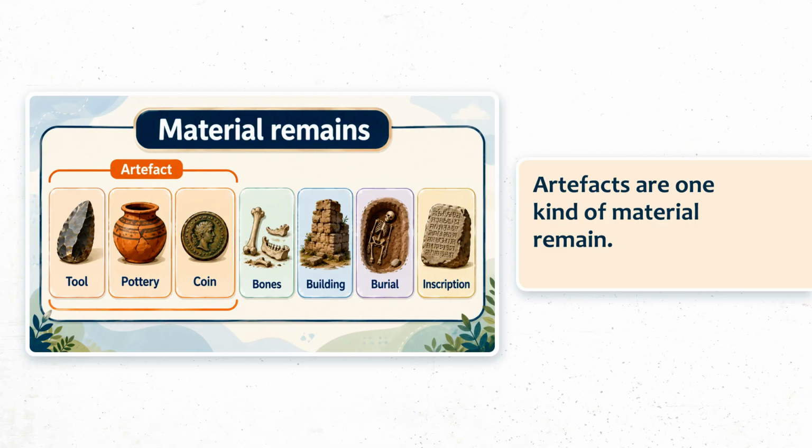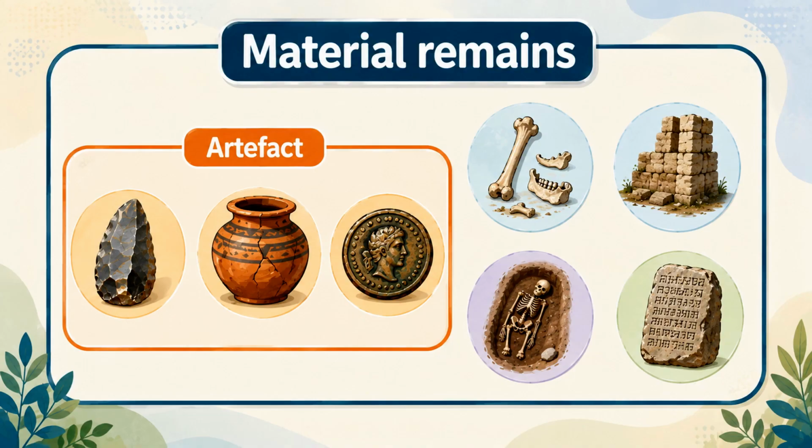Artifacts are one kind of material remain. Other physical remains can also be archaeological evidence. This wider range matters because the past leaves many kinds of physical evidence. If we looked only for valuable objects, we would miss walls, bones, burials, and other remains that may answer important questions. Even ordinary pottery can matter because it records human activity, not because it is rare or expensive. Archaeological usefulness depends on evidence, not glamour.